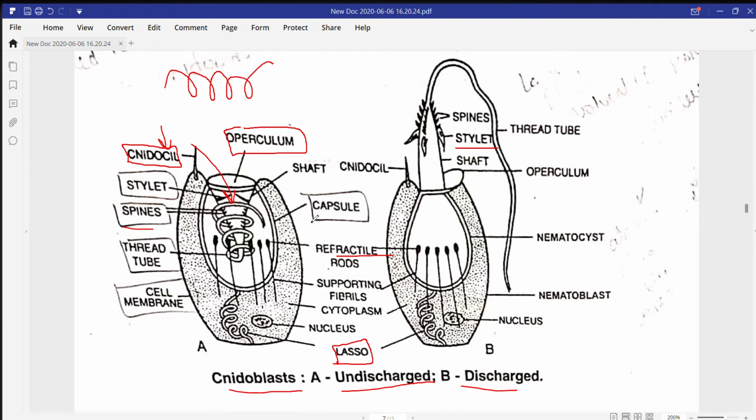That causes an opening of this thread tube. The thread tube becomes uncoiled, and the spines and stylets puncture the prey and cause paralysis of the prey. They are used to paralyze the prey. So this is discharged and this is undischarged. Once this nematocyst or cnidocyte has been used once, it cannot be reused again. Now I hope you get the whole point.